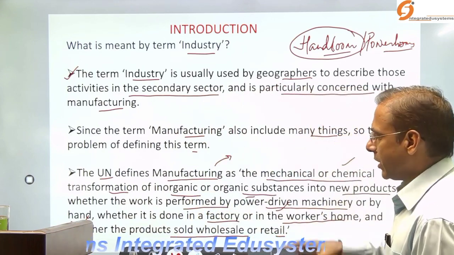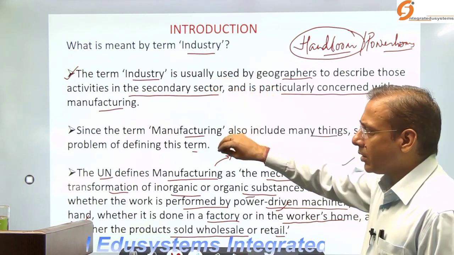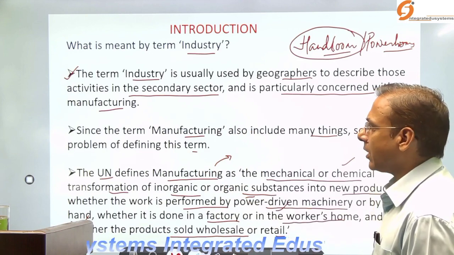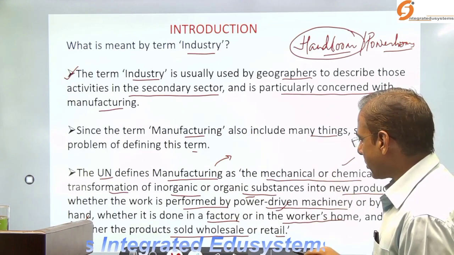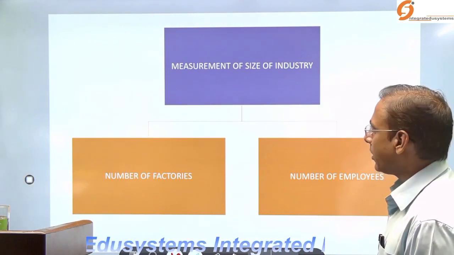तो ये था डेफिनेशन. मैंने यहाँ टर्म इंडस्ट्री एक्सप्लेन किया और टर्म मैन्युफैक्चरिंग एक्सप्लेन किया, एंड यू मस्ट कीप इन माइंड, डोंट स्लीप इन द क्लास, write down the definition when I am discussing, okay.